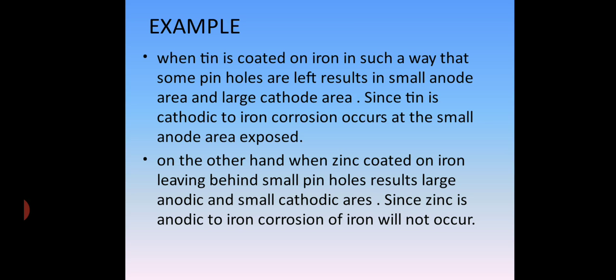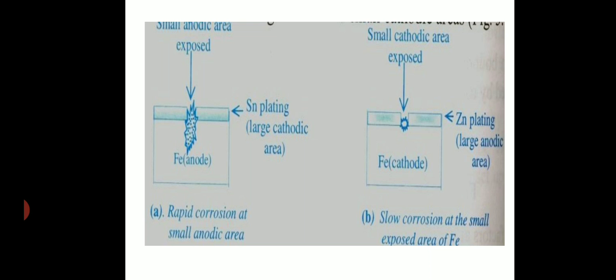One more example: if instead of tin, a zinc coating is there, zinc is more anodic as compared to iron. Zinc is coated on iron, then zinc is more reactive as compared to iron. If there is a hole, then that will not affect the rate of corrosion. Why? Because zinc becomes the large anodic area and that small hole on iron becomes the small cathodic area. Okay, this picture will give you a clear idea.